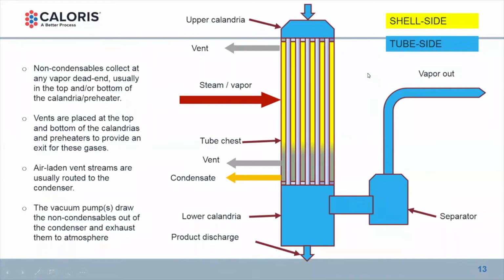And in order to get those non-condensable gases out, we need to vent both the top and bottom of our calandria. We also have condensate that needs to come out of the system, bringing steam in. We need to take the liquid condensate out of the shell. We need to pull our non-condensable gases out. And those air-laden non-condensable gas vent streams are usually taken straight to a waste heat removal condenser system and then pulled from the system by most commonly liquid ring vacuum pumps, steam jets, various techniques in order to pull vacuum.